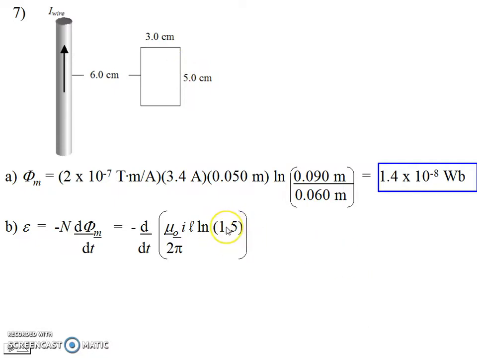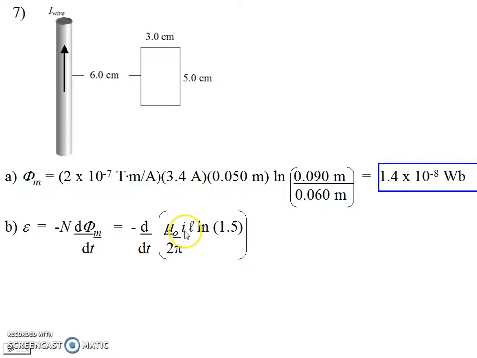Here I've just written this as 1.5 rather than constantly writing 0.09 or 0.06 because those dimensions aren't going to change, so that's just the ratio of 1.5 there. So as always, we want to pull all the stuff to the outside that's not changing and only think what's changing. Well, mu naught and 2 pi, of course, they're not changing. L, that's the 5 centimeters, that's not changing. Log of 1.5, that's the dimension of the loop, that's not changing.